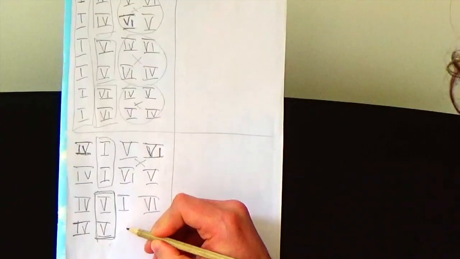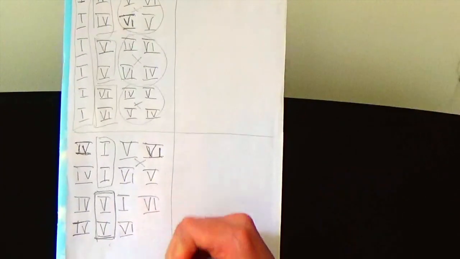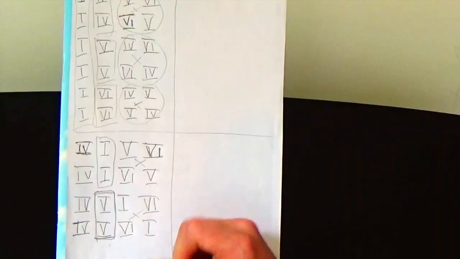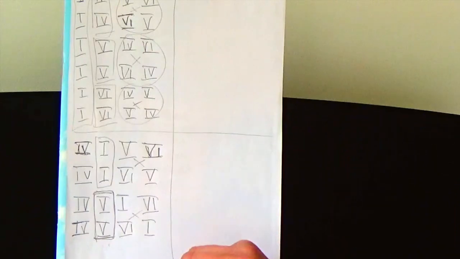And now I simply invert the other ones. So I do sixth and then first. You see, the first went here and the sixth went on the other side. And this is the chord progression that we are going to use today. Fourth, fifth, sixth, first. Let's see how it sounds if you like it.